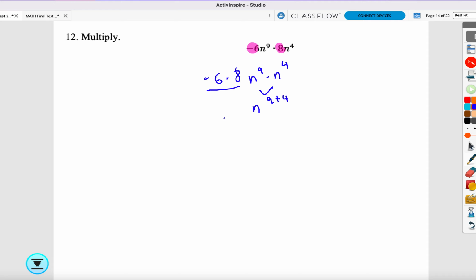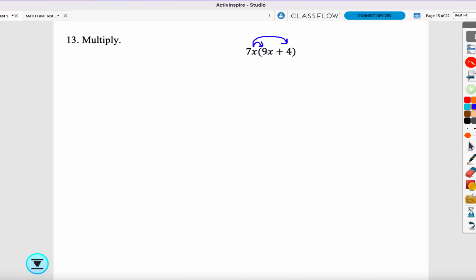Here we have to multiply, which is just negative 48. So it's negative 48 n to the 13th power, and we're done. So you have to multiply the outside numbers at the exponent. So there's a lot going on, but you can break it down on your own, okay? So please do not overthink this, okay? Do not.